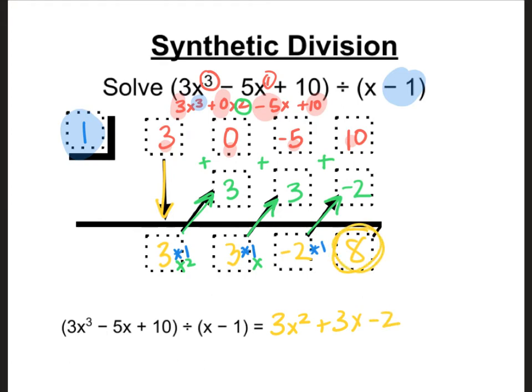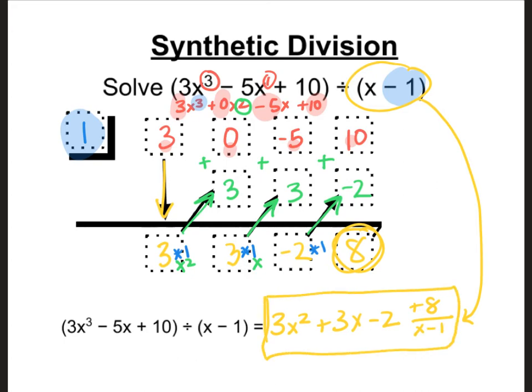Remember, that very last number is your remainder, so it's a positive 8 divided by, and then you're going to take whatever you were dividing by for your denominator. So divided by x minus 1. And this would be your final answer. All right, I do have one more example for you.